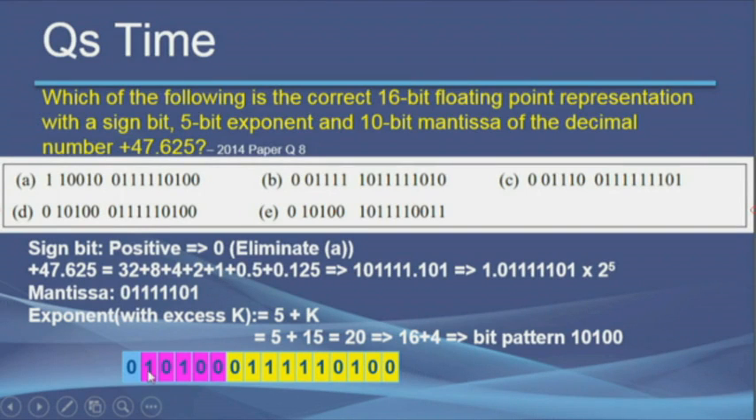The sign bit is 0, the exponent is 10100, and this is our mantissa, and I have added 2 zeros at the very end because it doesn't harm, and also we should have a 10-bit mantissa. And you can see this answer can be found in option D. So the answer is D.